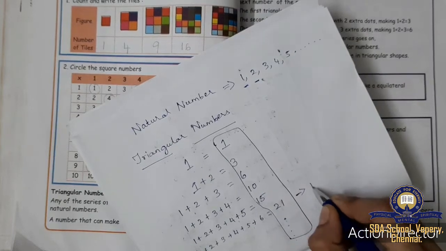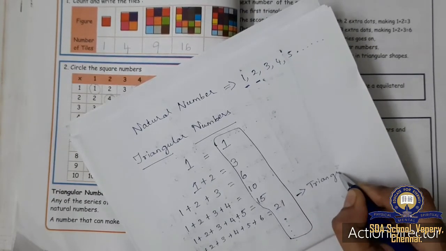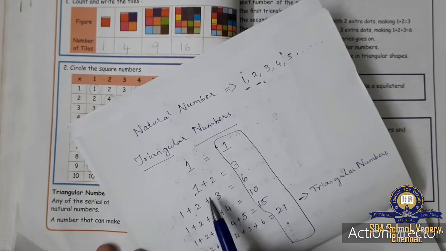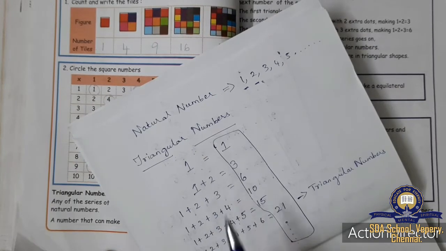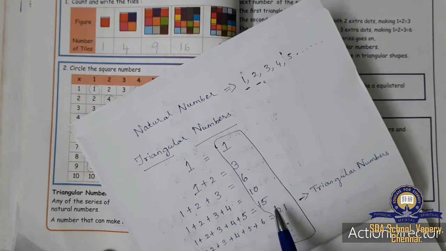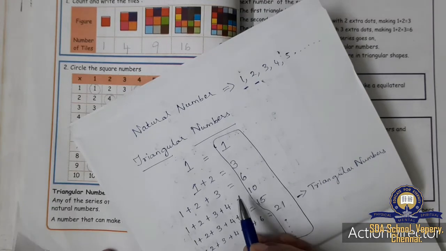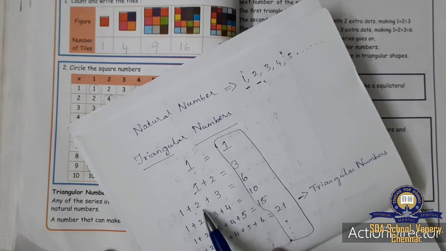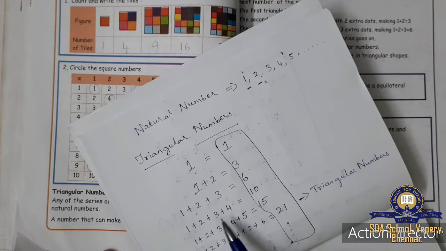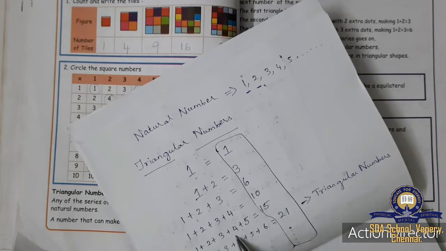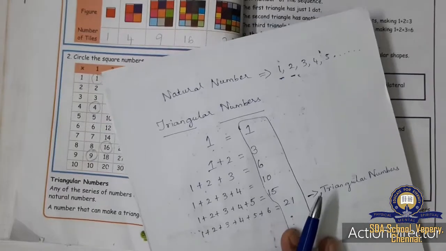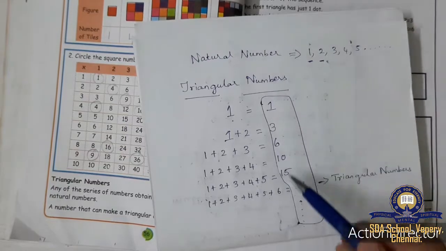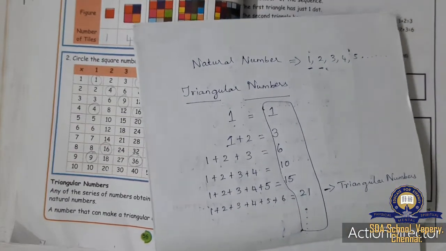What are triangular numbers? We are going to add consecutive natural numbers, consecutive meaning the next natural number, to the previous sum. First we did 1, then 1 plus 2, then 1 plus 2 plus 3, then 1 plus 2 plus 3 plus 4, 1 plus 2 plus 3 plus 4 plus 5. Likewise we keep on adding the consecutive natural numbers so that we get triangular numbers. I think you all have understood now.